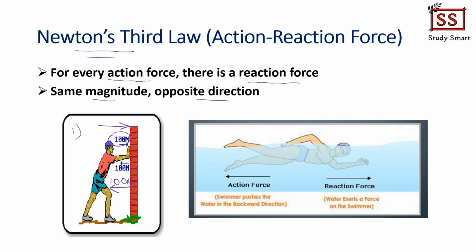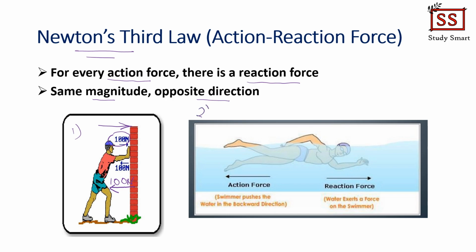So this is what is mentioned by Newton's third law, which means for every action there is an opposite reaction of the same magnitude. Same magnitude means the value of the force will be the same. So in this example, 100 Newton is exerted by the boy on the wall, and the wall exerts the same 100 Newton on the boy. It's just that the direction will be opposite.